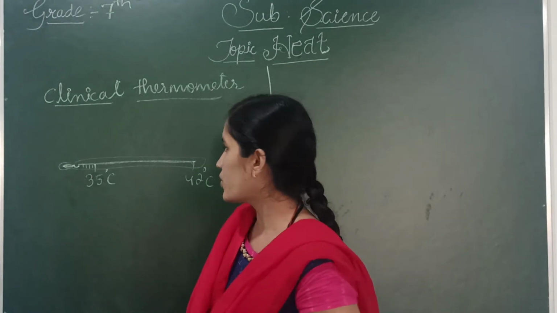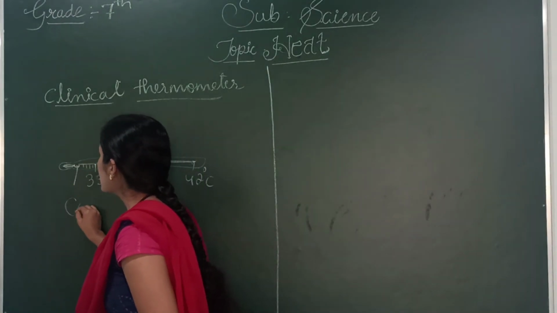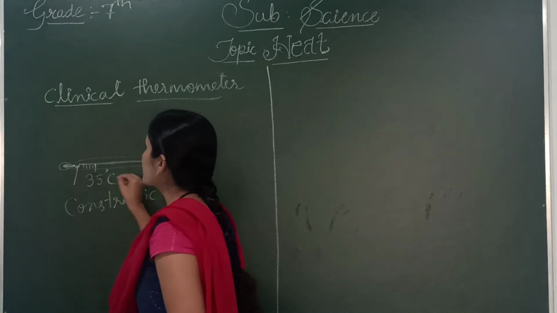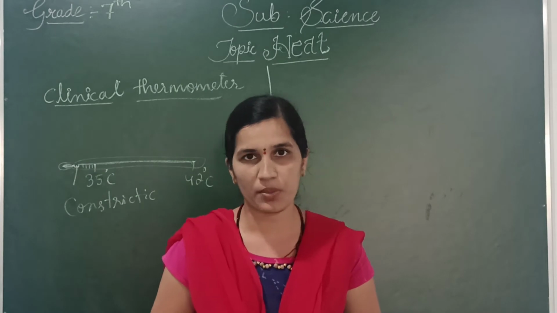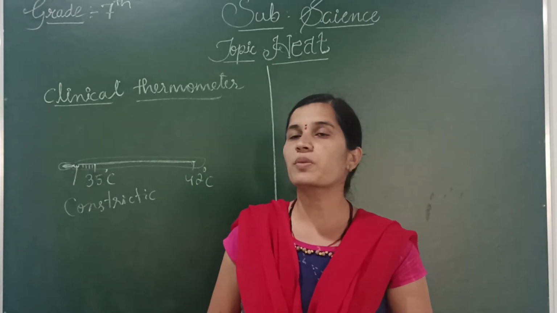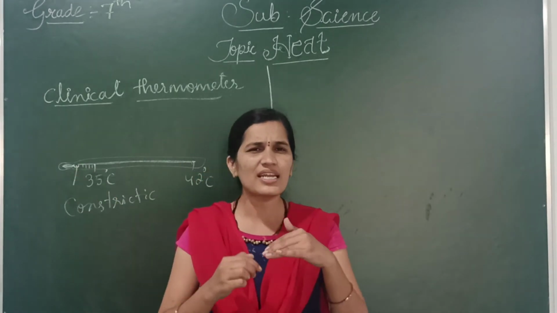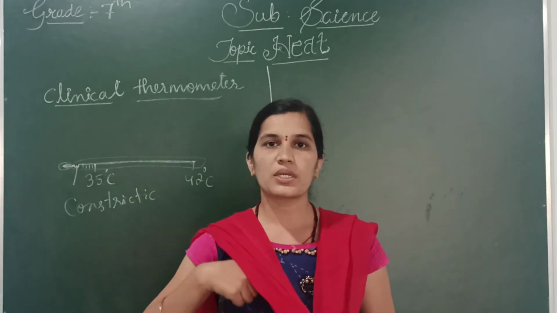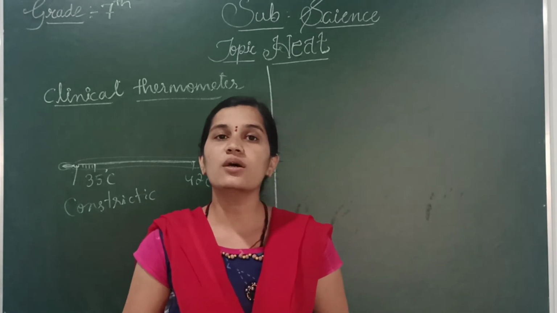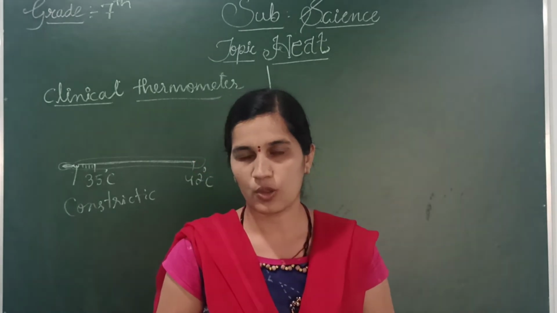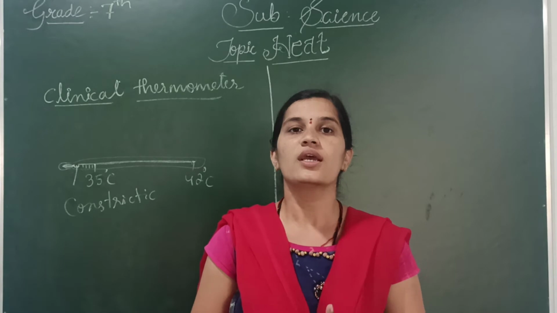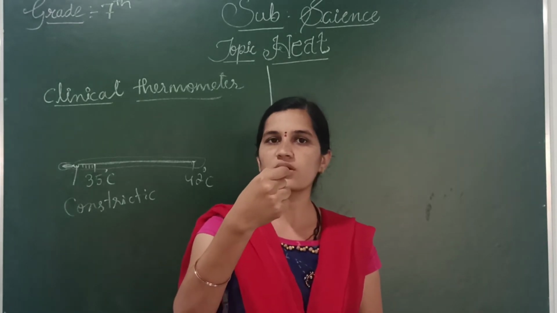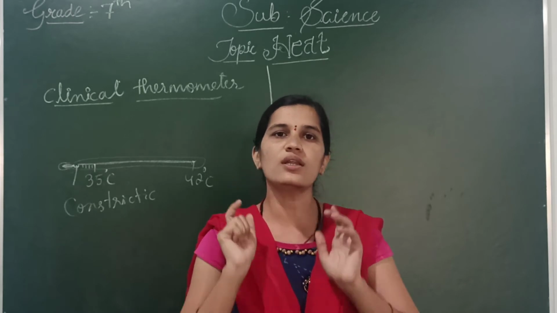The third main point is that there is a constriction at the tip of the clinical thermometer. Why have they made this constriction? Constriction means a slight bend. While using a clinical thermometer, we put it below the tongue of a person suffering from fever. After that, they have to take the thermometer out of the mouth and see the reading.